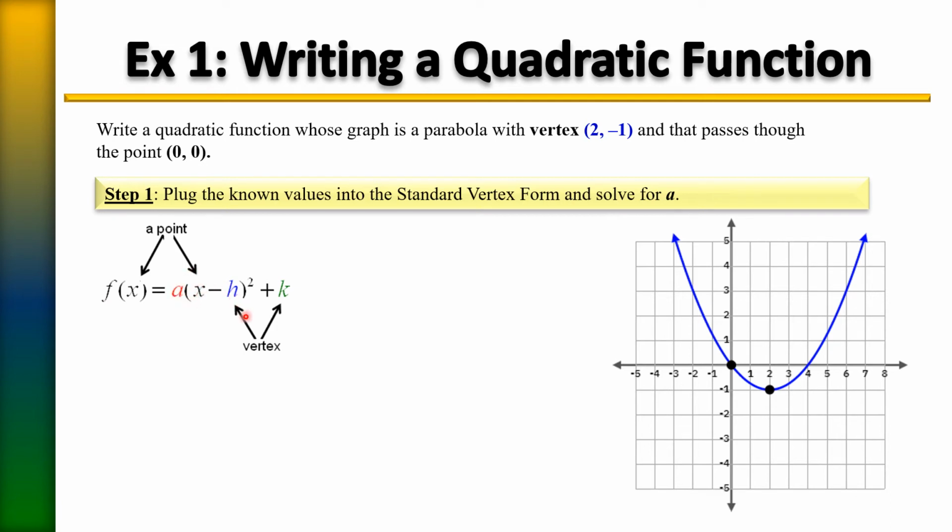And recall (h, k) is your vertex, h is the x value of your vertex, and k being the y value of your vertex. So when we plug those values in, it's going to look like so. Let's do the math so that we can solve for a.